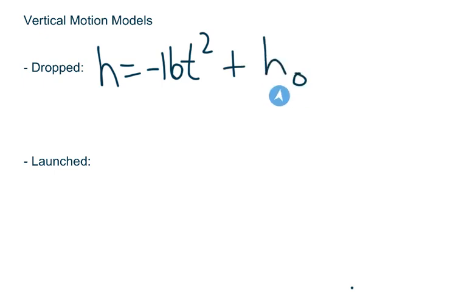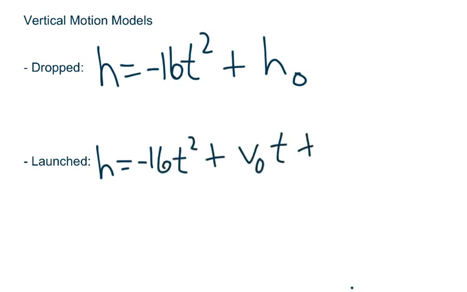Now, the h sub 0 is just notation. The 0 means nothing in terms of a number. And I'm going to explain what all of this notation means in just one second. If the object is launched, or you can think about if it's thrown, then h equals negative 16t squared plus v sub 0 t plus h sub 0. Again, v sub 0, h sub 0, they're just notation.